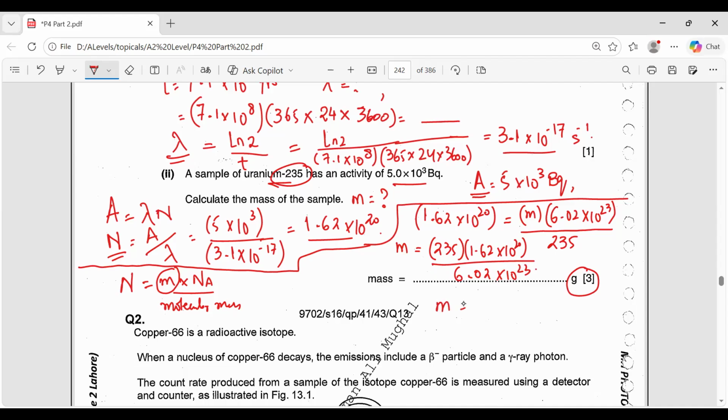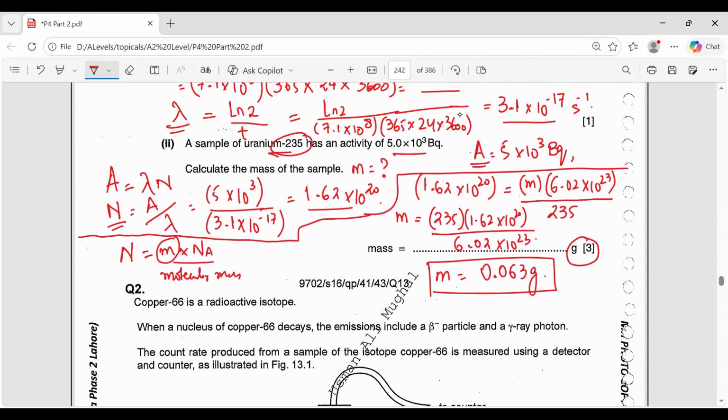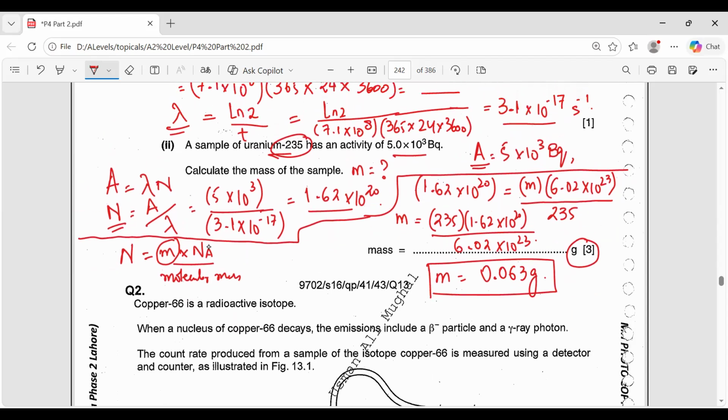So at the end, can anyone tell me what the mass will be? It will be 0.063, and the units will be in grams. The mass will be in grams. Is this understandable? I request each one of you to please write this formula in your notes as well, to find the number of nuclei in a sample from the mass in grams, or to convert back.